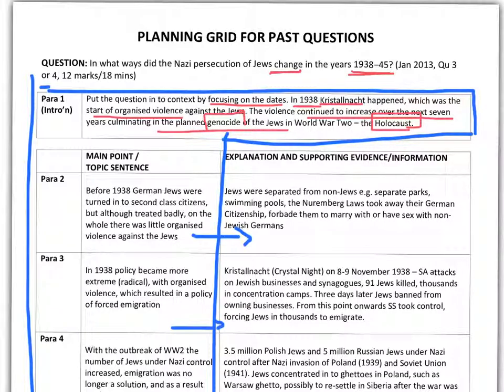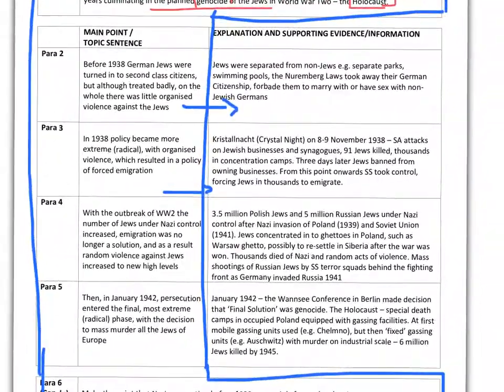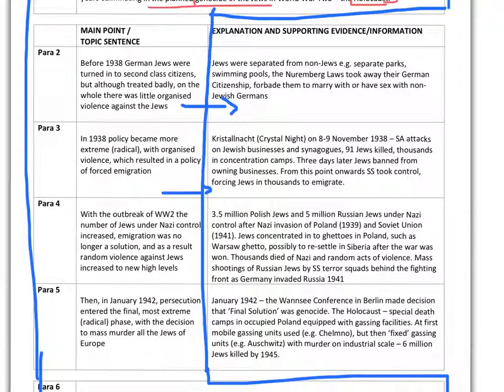You then move into the main paragraphs. I'll just pull back a little bit. As you can see, there are 4 key points that you want to put across in the main part of the answer. In paragraph 2, you're explaining what the situation was like at the start of 1938. In paragraph 3, you're saying what happened in 1938 that changed it. And then in paragraphs 4 and 5, you're moving into how policy developed further in World War II. So you're following a timeline here.